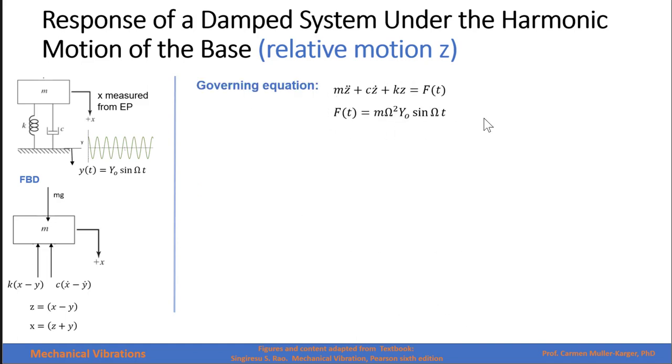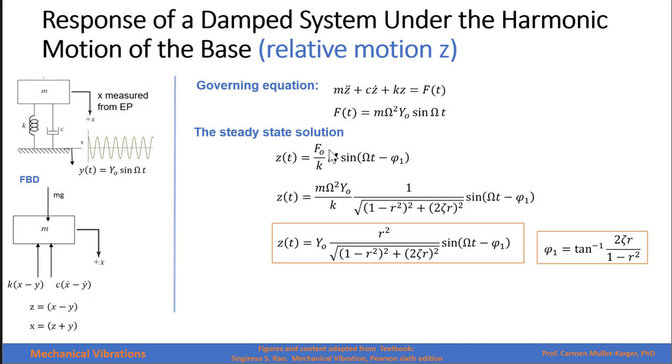If this is the governing equation, the solution then becomes the amplitude of the force divided by the constant of the spring times the amplification factor times sine of omega t minus a phase angle. If we substitute the amplification factor and the amplitude of the force, we have this expression right here. K over m is the natural frequency of the system squared, and this becomes r. So at the end, the response is equal to the amplitude of the motion of the base times r squared times the magnification factor. And the phase angle has this form.